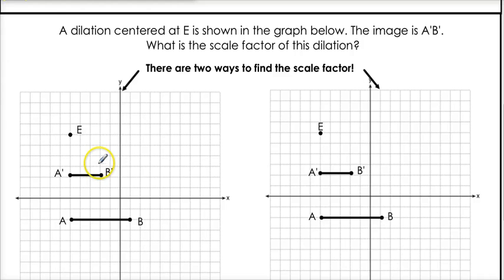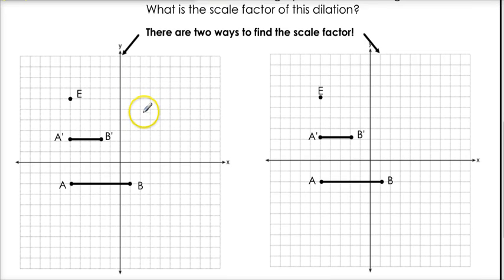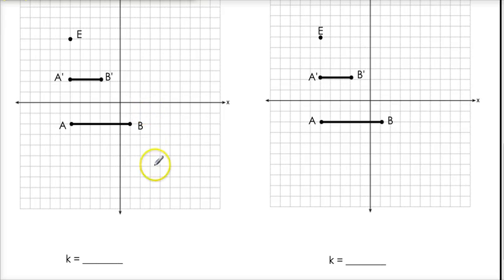So a dilation center E is shown on the graph below. The image is A prime, B prime. What is the scale factor of this dilation? Let's do this. There are 2 different ways to do it, and you have to know both. So let's do it both ways. First way, we just do as I just showed you. It is the image, which in this case is A prime, B prime, over the pre-image. So it's the image over the pre-image.